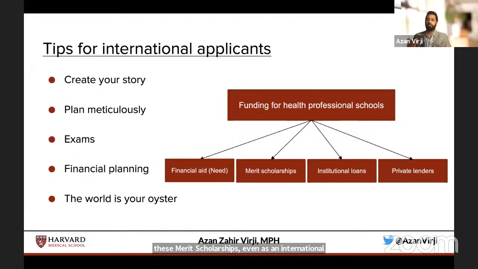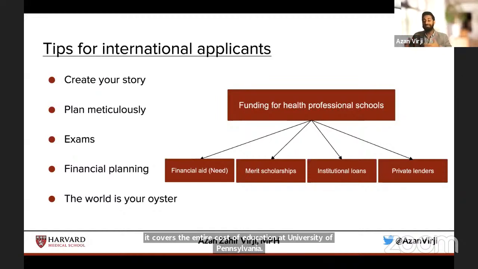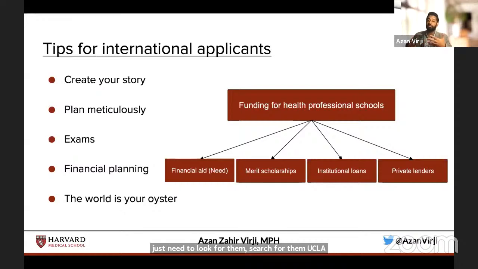A really great example is the University of Pennsylvania, which has a special merit scholarship called the Global Scholars or the Global Leaders Scholarship for medical school. This is offered to students and it covers the entire cost of education at University of Pennsylvania Medical School. So definitely they exist out there. You just need to look for them, search for them. UCLA also has a great scholarship like that that's also merit-based.